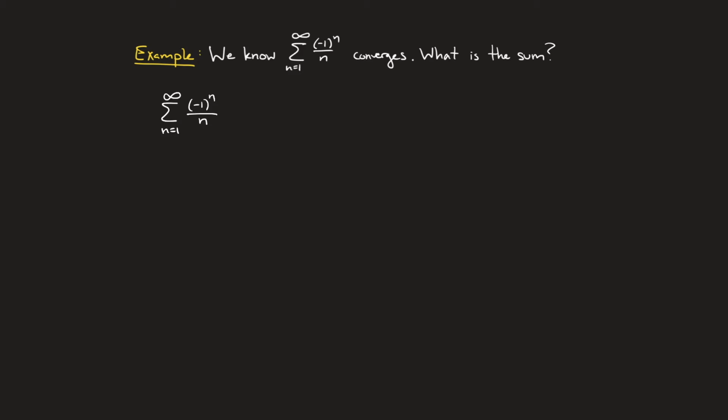Let's go ahead and write out the first few terms of the series. We have minus 1 over 1, plus 1 over 2, plus minus 1 over 3, plus 1 over 4, and so on. Now, with the indexing that we were given, minus 1 over 1 is the term corresponding to n equals 1, 1 over 2 is the n equals 2 term, minus 1 over 3 is the n equals 3 term, and so on. However, we want to start the series at n equals 0. So let's change it so that minus 1 over 1 is now the n equals 0 term, and 1 over 2 is the n equals 1 term, and minus 1 over 3 is the n equals 2 term, and so on.